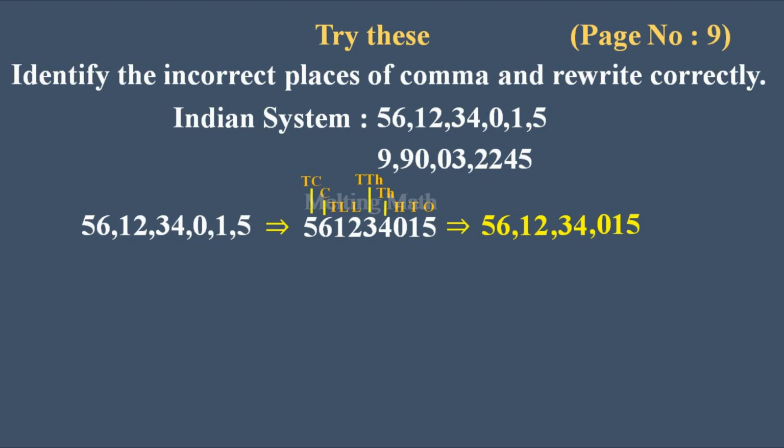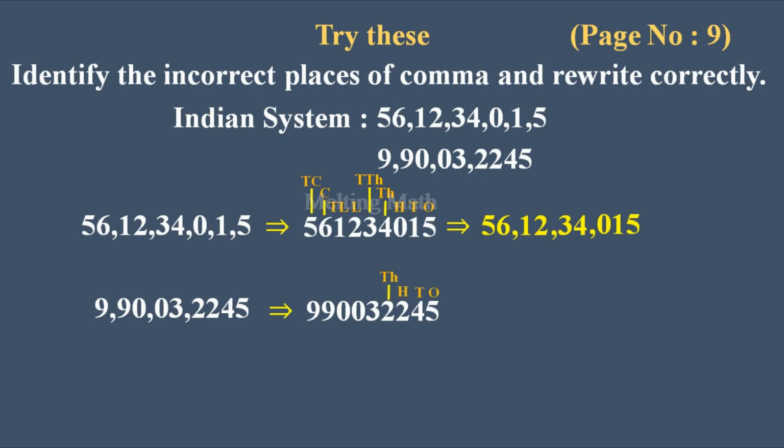Okay, so next is another number, so just remove all the commas from this number. Then we have to write the place of each digit based on the Indian system. Okay, so here the last digit 5 is in the ones place, next is in the tens, next hundreds, next thousand, next 10,000, next lakh, next 10 lakh, next crore, next 10 crore. Okay, so here we wrote the places of each digit. So based on the places we can easily put the comma.